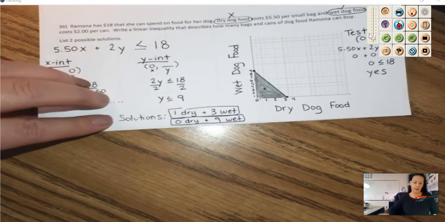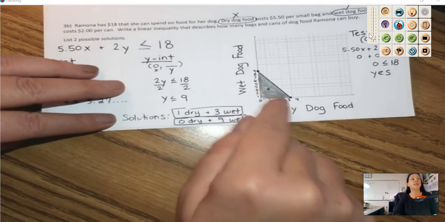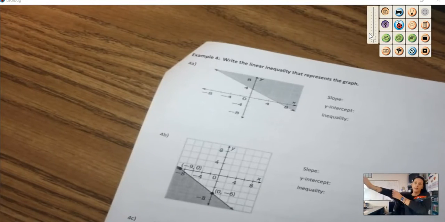And then obviously you could have a lot more. Anything that's in there or on the solid line. If it's a dotted line, that does not count. That is not the solution. Okay, next example.